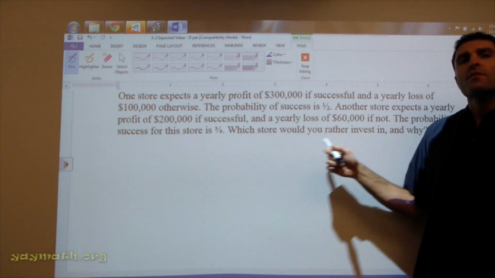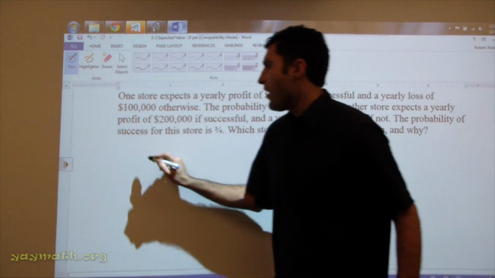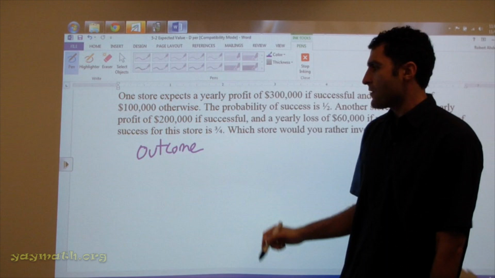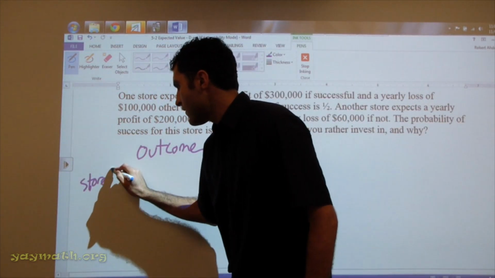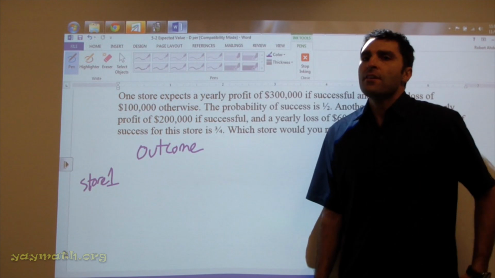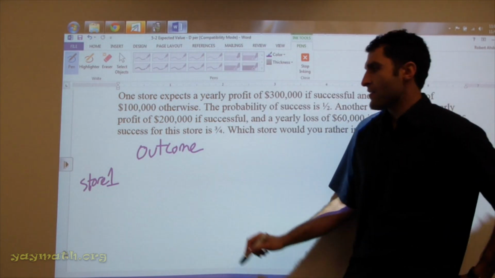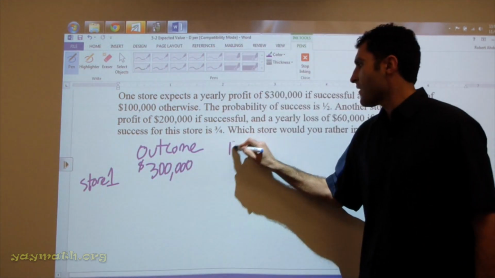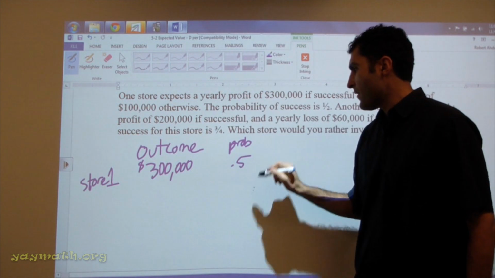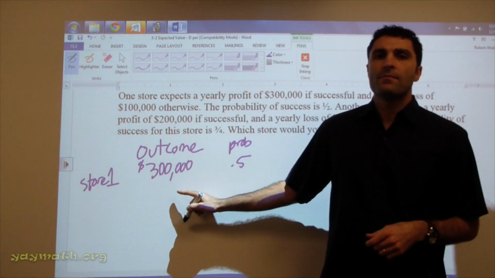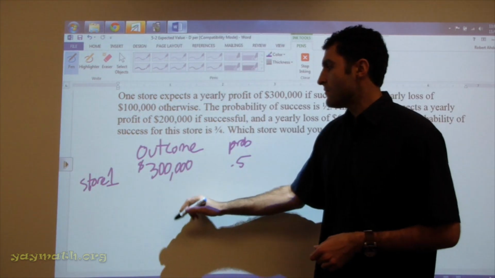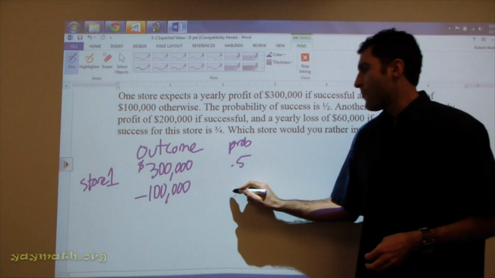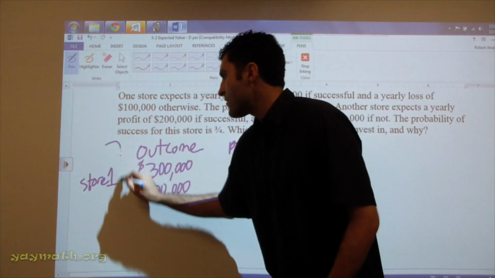Okay, let's do expected value and talk in real terms. Let's talk about store one. What is one outcome of store one? $300,000, so success. The probability of this occurring is half, 0.5. What is another outcome of store one? Minus 100,000. What is the probability of this? 0.5. So this is all store one.